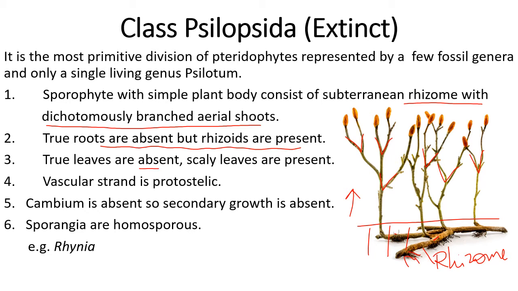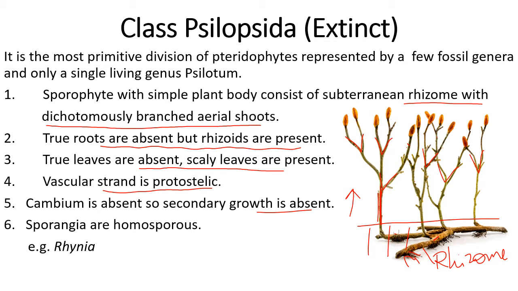True leaves are absent, scaly leaves are present. Here somewhere small structures are there, and these are actually the scale leaves. The vascular strand is protostelic. This is a primitive kind of stele that can be seen in this stem. Cambium is absent, so secondary growth is absent. Here you can see the thickness of the stem is very small, and due to this small thickness we can assume that secondary growth is absent.